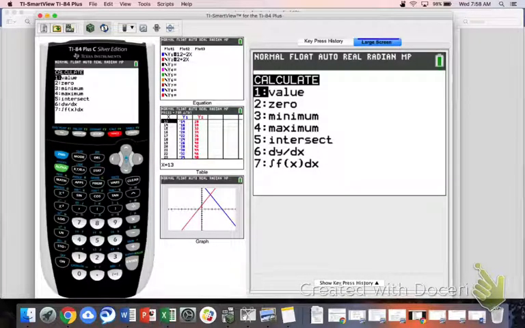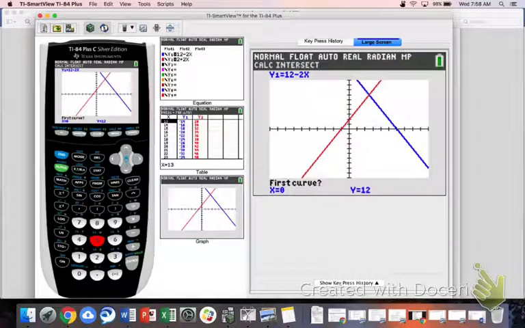Of the options up there, 1 through 7, which one do you think we would pick? Value. Oh, intersect. Intersect, right? Because isn't the solution to a system where the lines intersect? And so I'm going to find that intersection point. So I'm going to choose option number 5. Once you choose option number 5, you're going to get a couple of prompts to respond to. So the first thing it asks you is, what is your first curve? And in just a second, it's going to ask you your second curve.